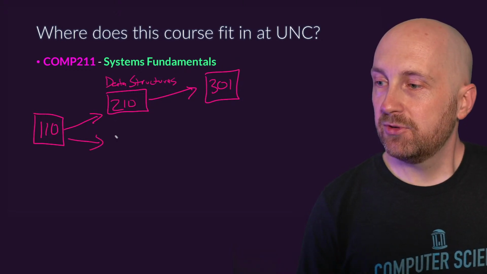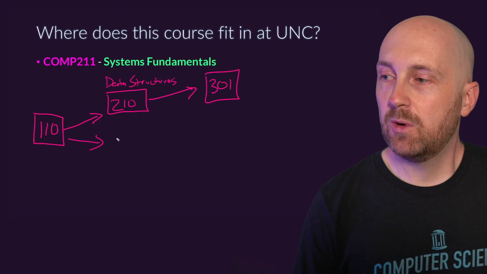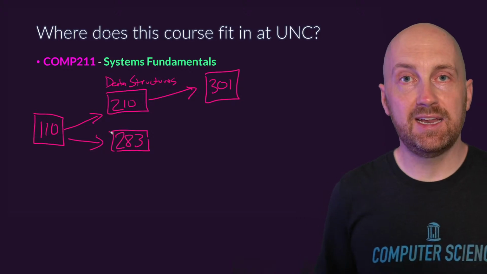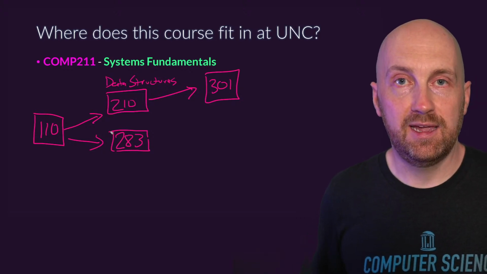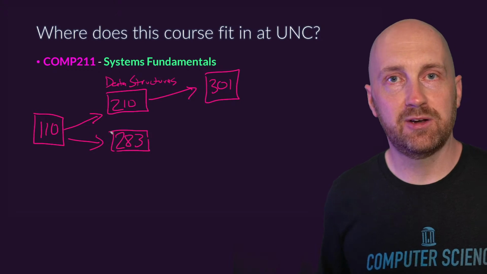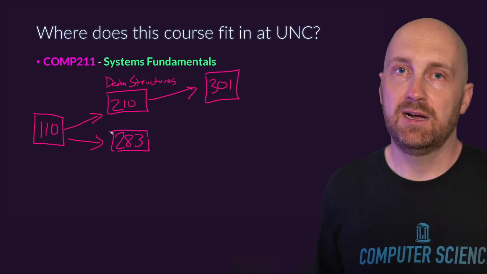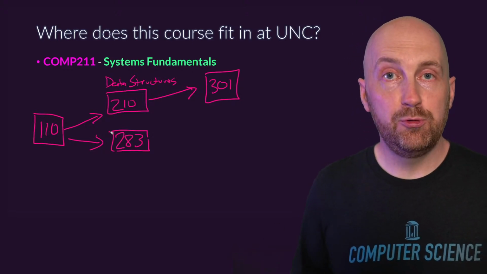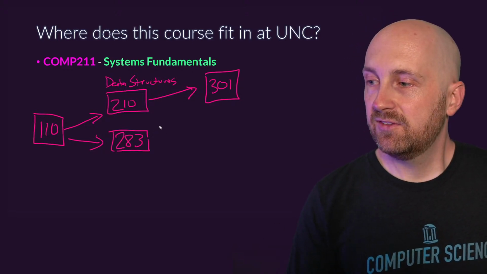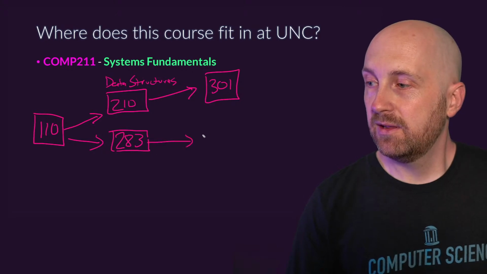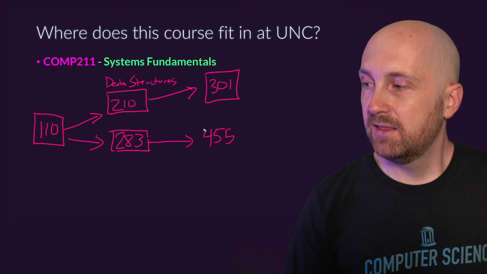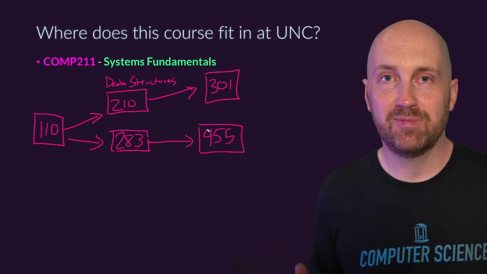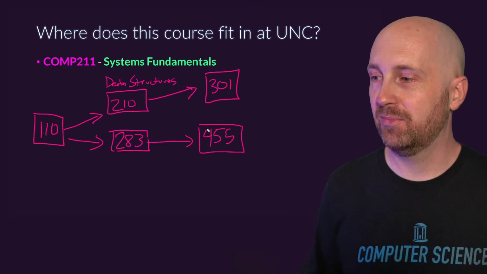Similarly, people tend to take, and it's in the future required with 210, 283, which is discrete structures. And this is, as many of you know, a theoretical math course where you're learning a little bit about sets and relations and Boolean logic and some of these types of concepts, and starting to learn how we prove things in computer science. And this tends to be followed by 455, which is the theory of languages and automata, and how we can prove things about the ability to compute certain problems.